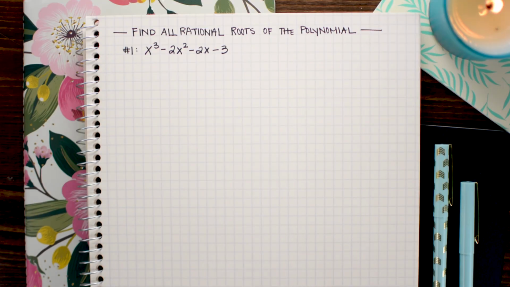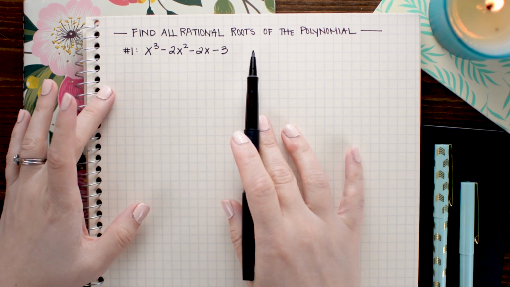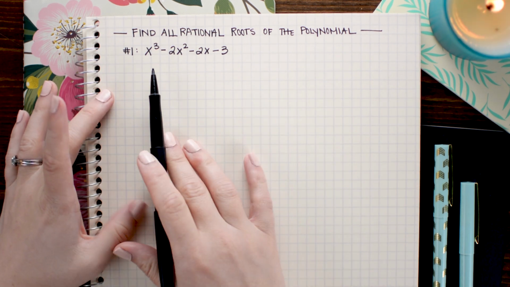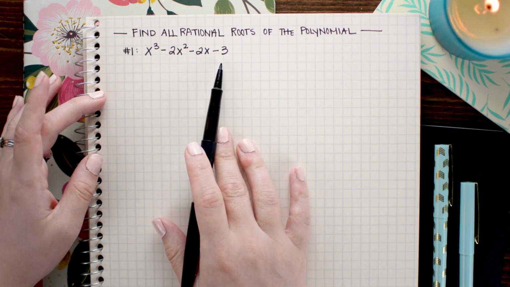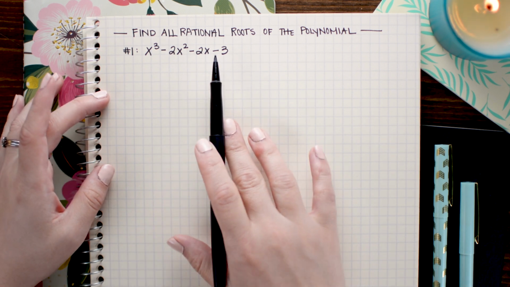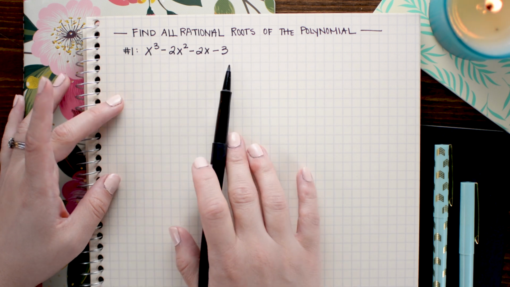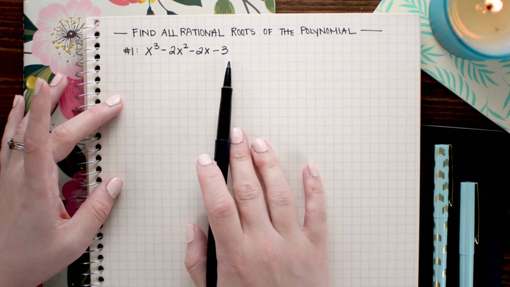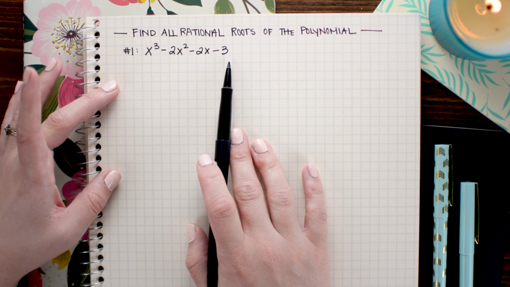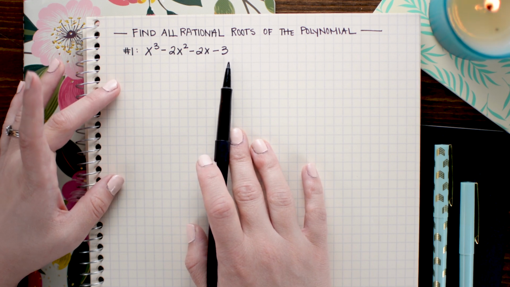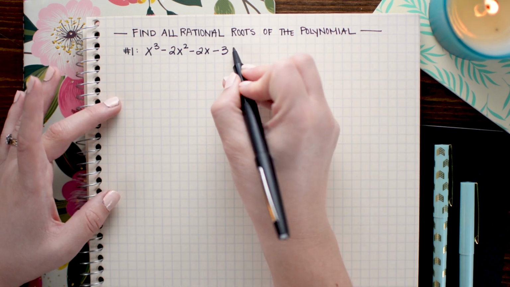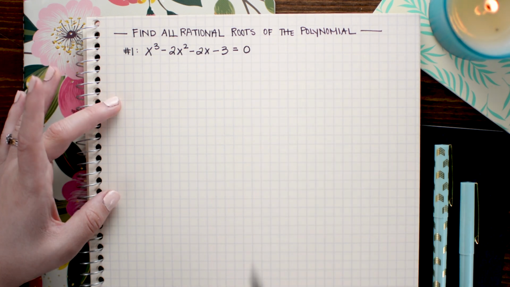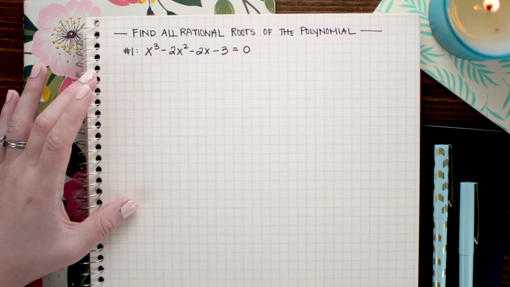So in our first problem, we are asked to find all rational roots of the polynomial x cubed minus 2x squared minus 2x minus 3. So essentially they're asking us to find all the places where this function, this polynomial equation here, crosses the x-axis. In other words, it's where the y value equals 0. So another way you'll see this is just as solving the equation set equal to 0. In today's lesson, we're going to be using the rational zeros theorem.